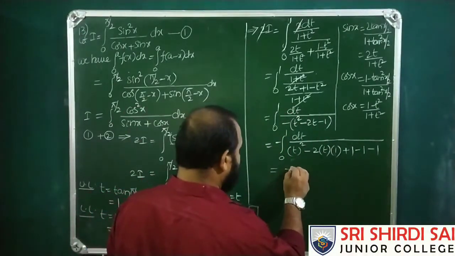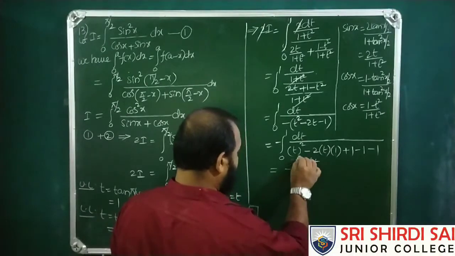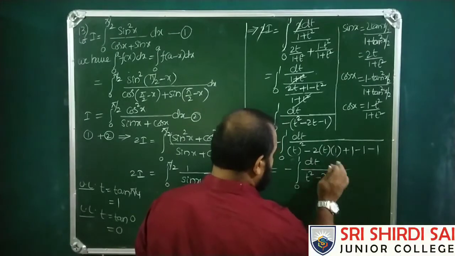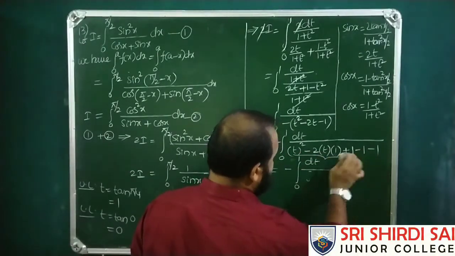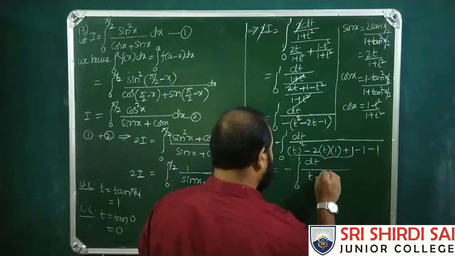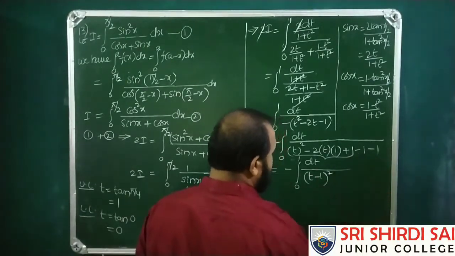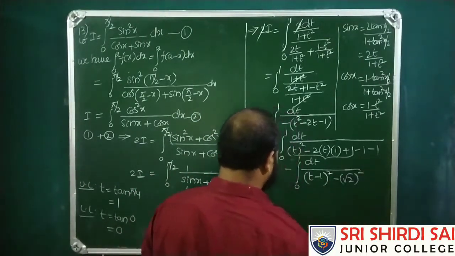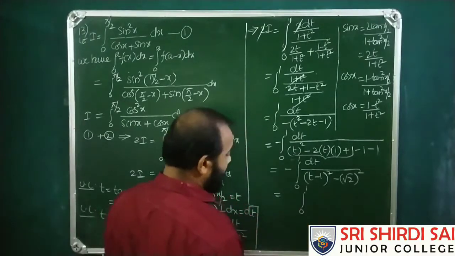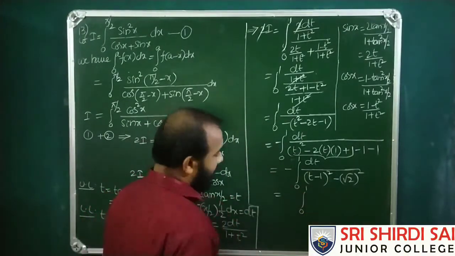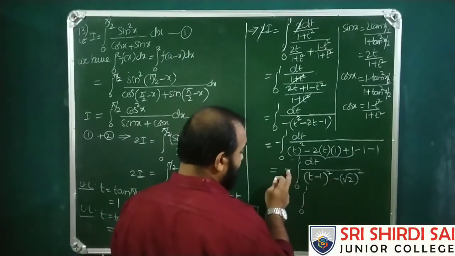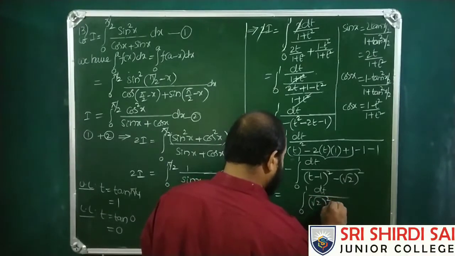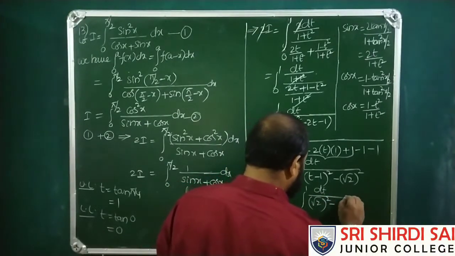So this is minus dt by, of course 0 to 1 are the limits, t square minus 2t, so t square minus 2t plus 1. What is this? t minus 1 whole square. Minus 1 minus 1 is minus 2, can be written as minus root 2 whole square. This is equal to 0 to 1. So this minus, if you take it inside, minus into minus is plus, minus into plus is minus. So dt by root 2 whole square minus t minus 1 whole square.